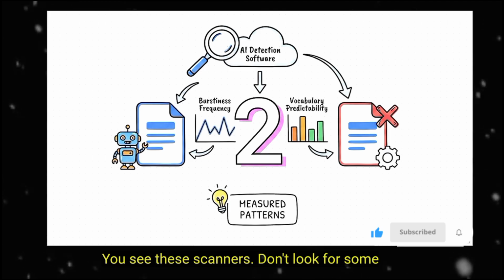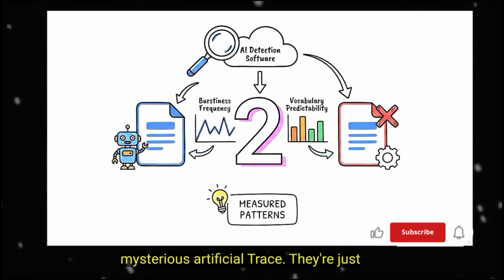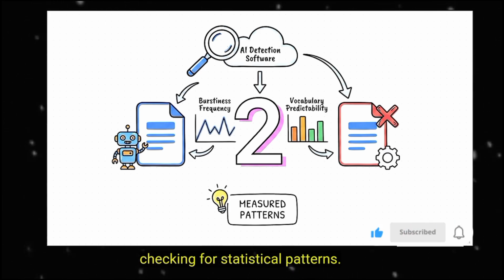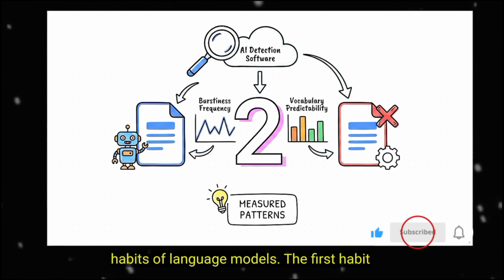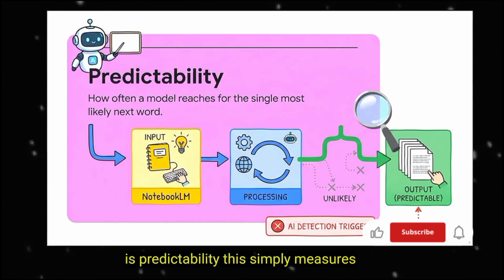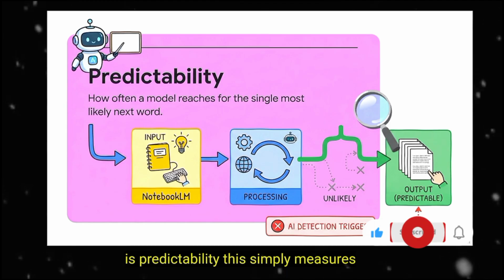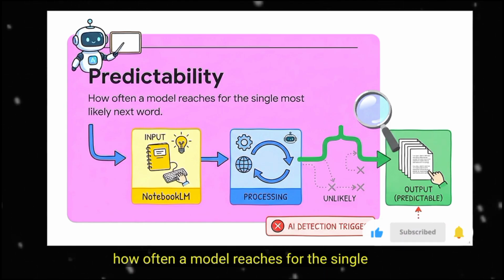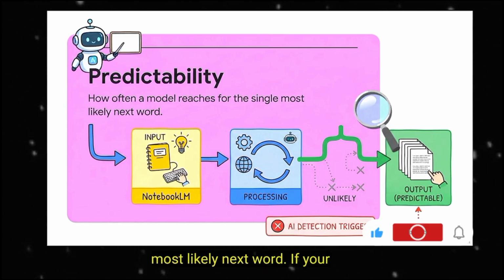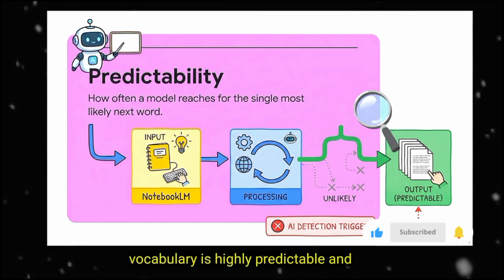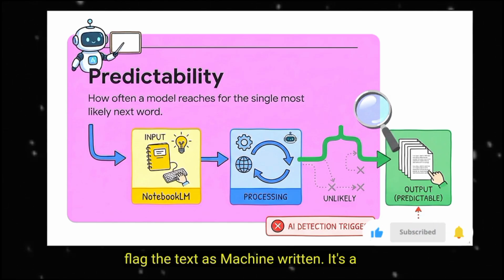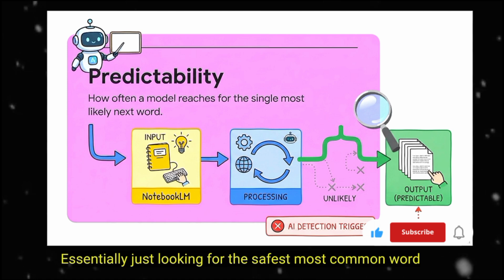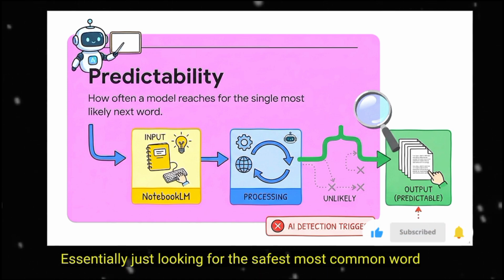You see, these scanners don't look for some mysterious artificial trace. They're just checking for statistical patterns. Specifically, they measure two very distinct habits of language models. The first habit is predictability. This simply measures how often a model reaches for the single most likely next word. If your vocabulary is highly predictable and mathematically expected, the detector is going to flag the text as machine-written. It's essentially just looking for the safest, most common word choices.